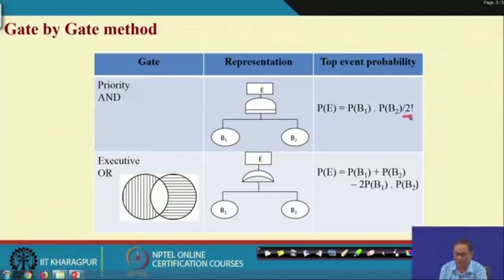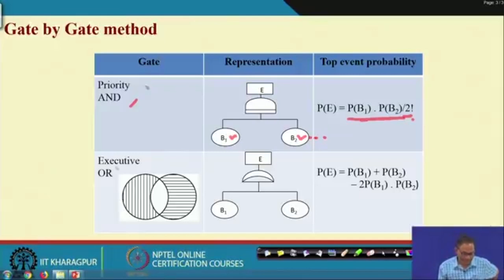So what is the probability of that priority ordering? 1 by factorial 2. So P(B1) into P(B2) into the probability of that combination, suppose C, is 1 by 2. So this is the probability. Now what will happen if you have more? P(B1) into P(B2) into P(B3) like this into P(BK) divided by factorial k, because this order is very, very important. So this is the priority AND gate.